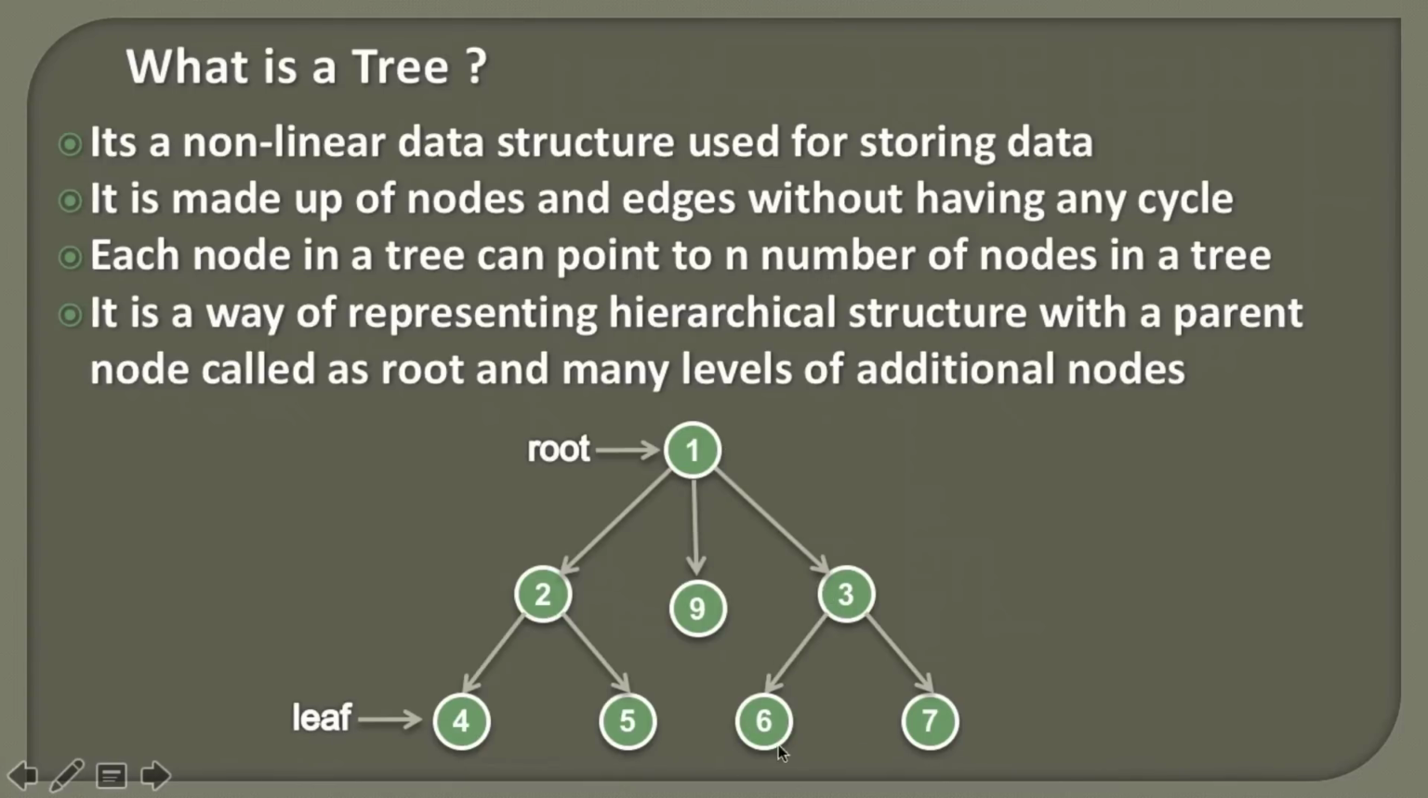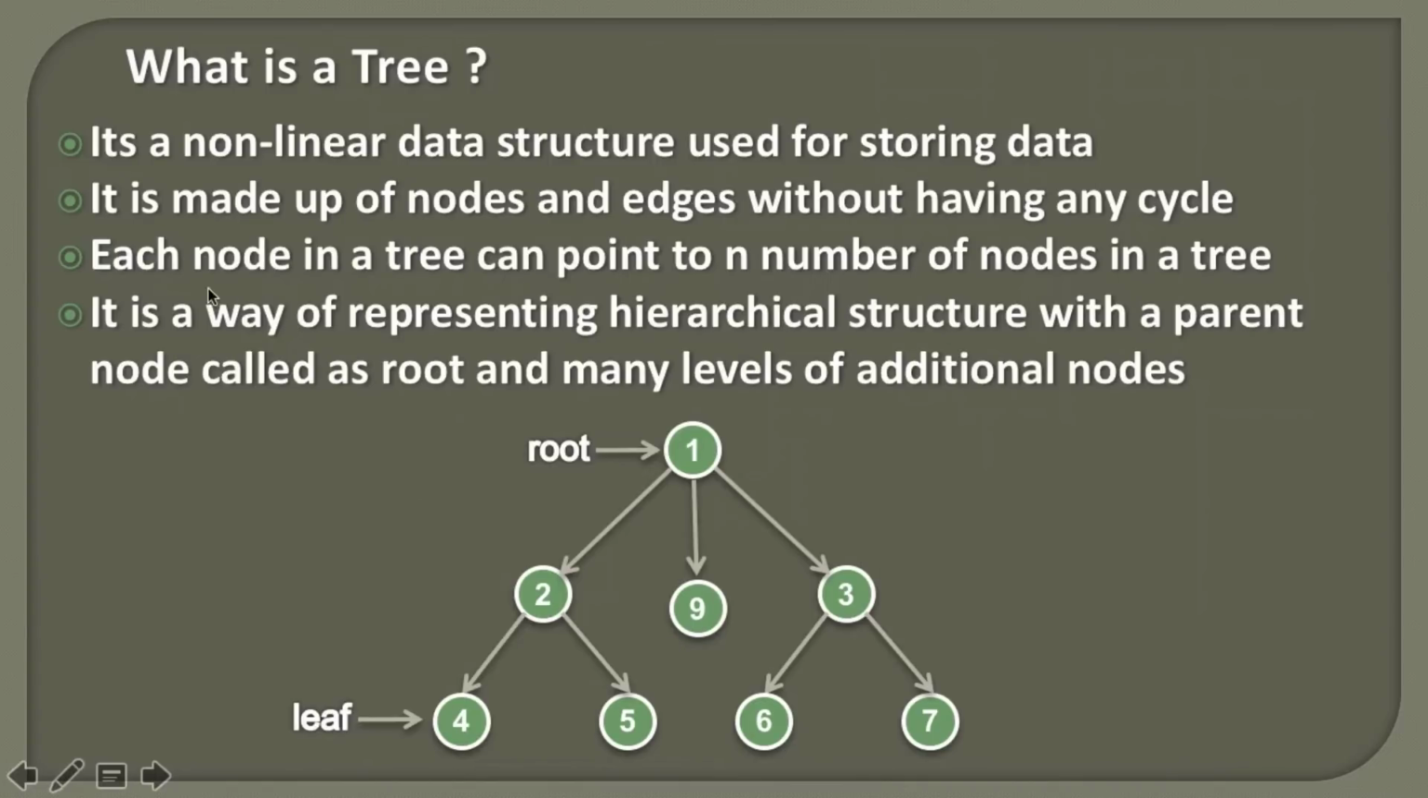So here if suppose 6 is pointing to 9, then you can see that it will form a cycle. Therefore this representation is not a tree, because in a tree you will find nodes having edges to other nodes but you will never find a cycle. And you can always think of a tree in the form of a hierarchical structure.